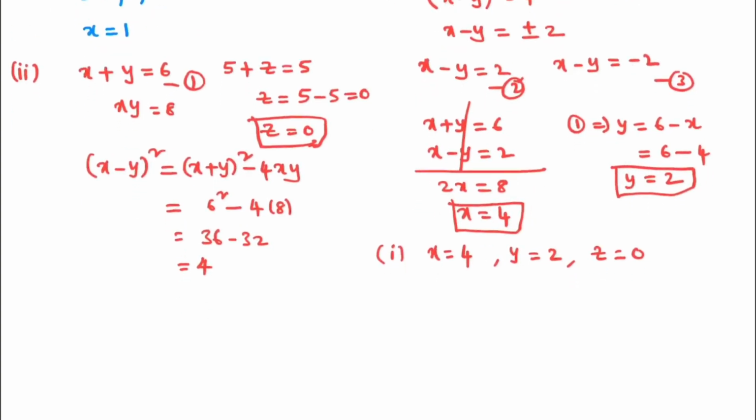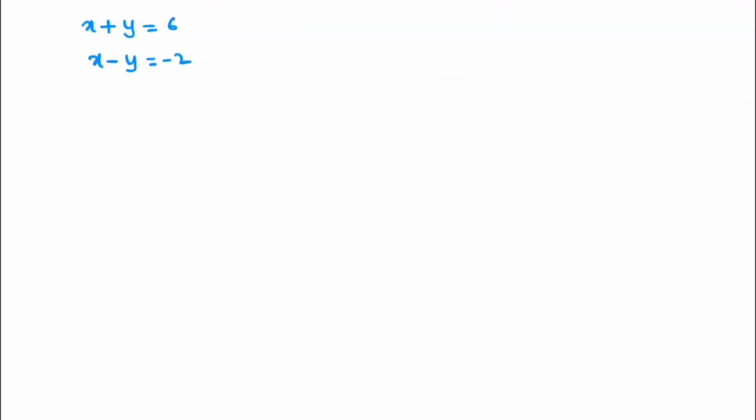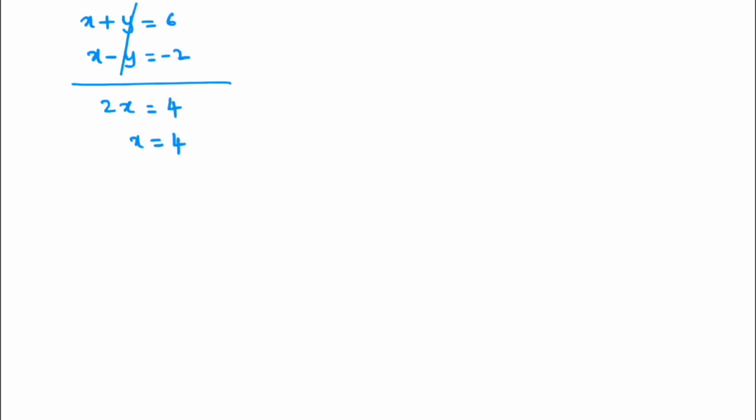Look here, x plus y equal to 6. I'll write here x plus y equal to 6. What is the third equation? Look here: x minus y equal to minus 2. Now I'll solve these two. Again adding only, when we add these two, y will get cancelled. 2x equal to 6 minus 2, which is 4. So you got x equal to 4.